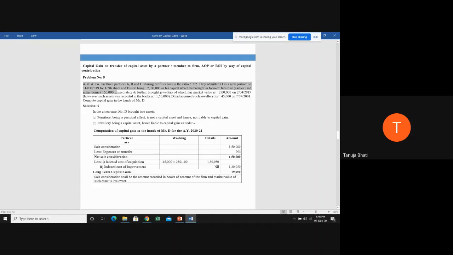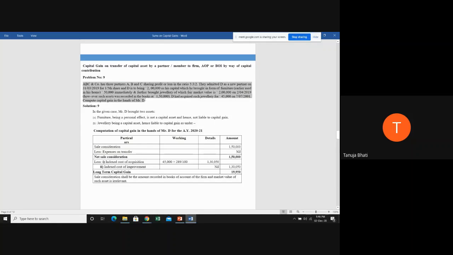50,000 immediately, and brought further jewelry of which the fair market value was 2 lakh rupees on 2/4/2019. However, such asset was recorded in the books at 1,50,000. D had acquired such jewelry for 45,000 on 7/7/2001. Compute capital gains in the hands of Mr. D.